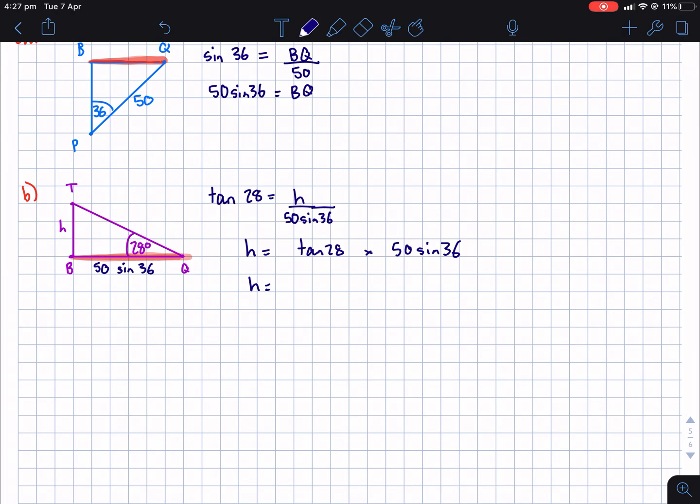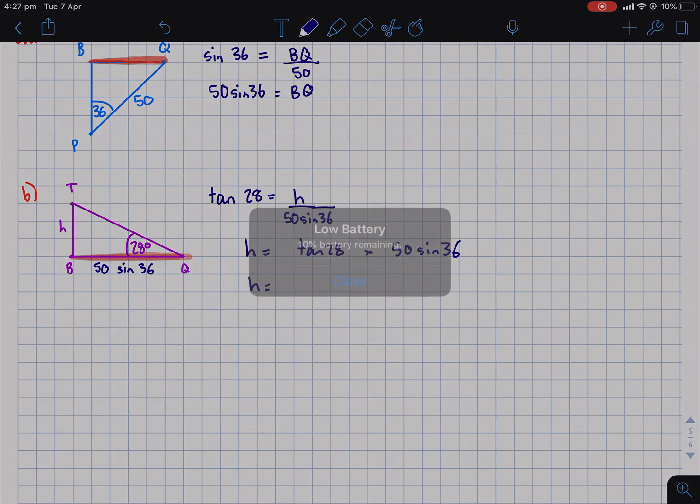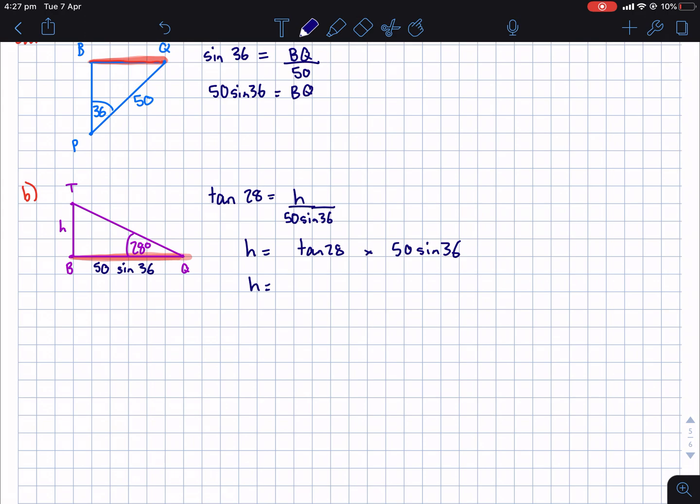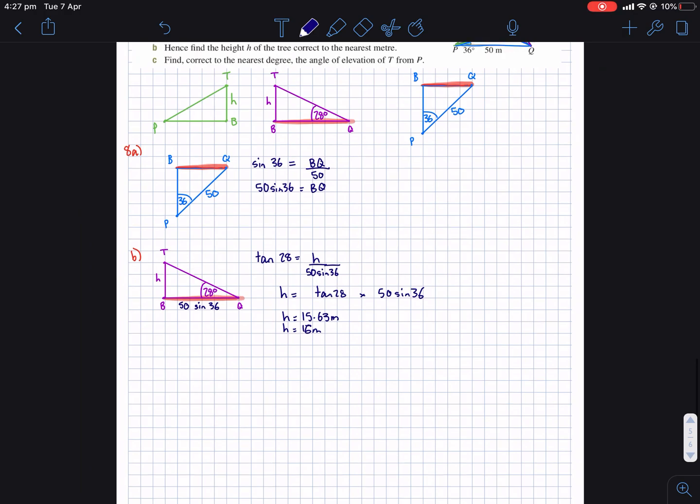Oh, I did that and I didn't even turn my calculator on. Tan 28 times 50 sine 36. So that gives me 15.63 metres, and it wanted it to the nearest metre, so that's 16 metres. Okay, and question C.